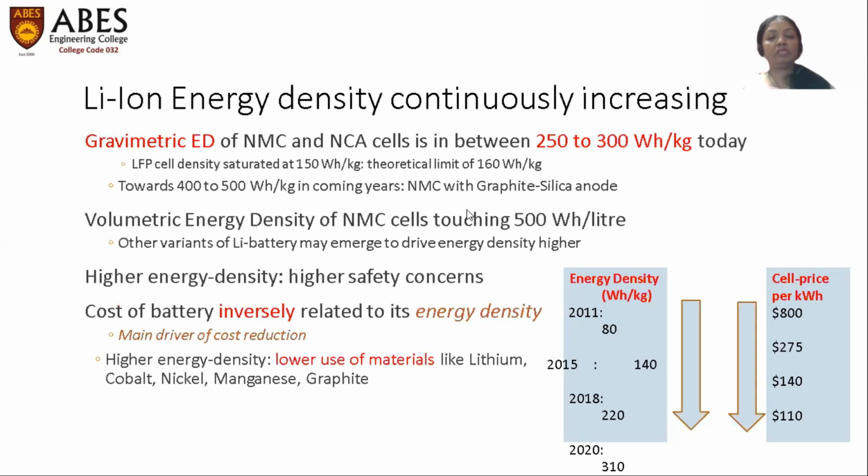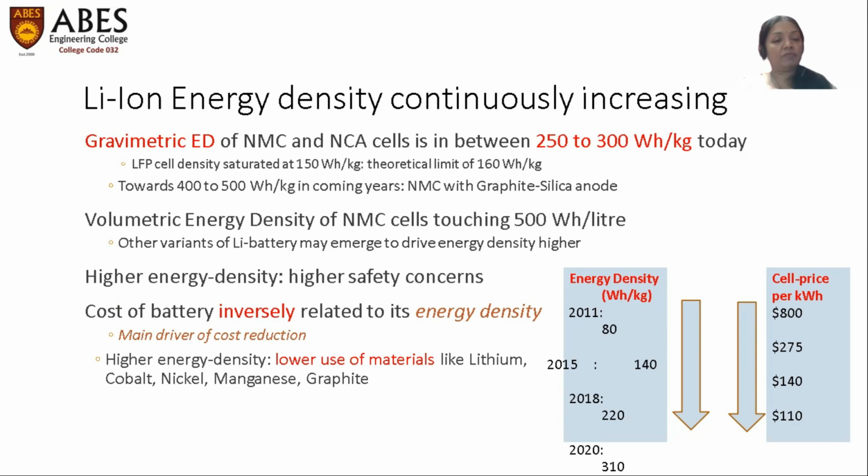With these kinds of developments, when they become available in the commercial segment, the energy density can go up to this. Similarly, for NMC cells, the volumetric energy density is 500 watt hours per liter. It is also 500 watt hours per kilogram, so it is almost similar.